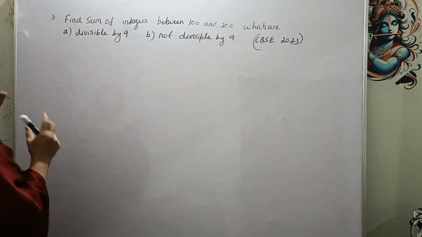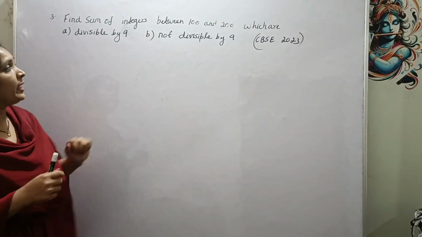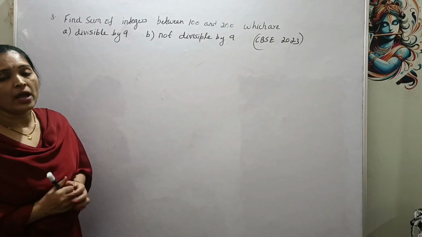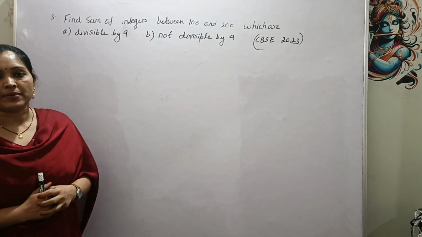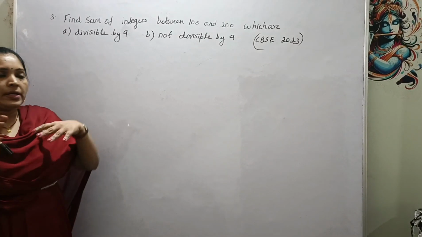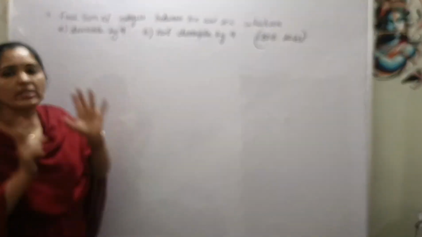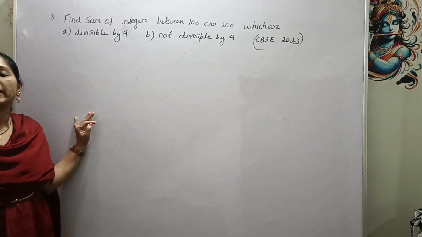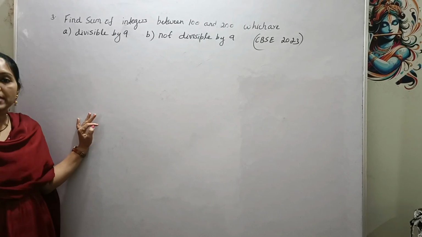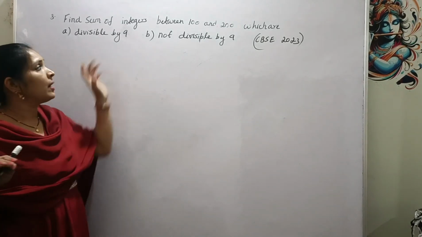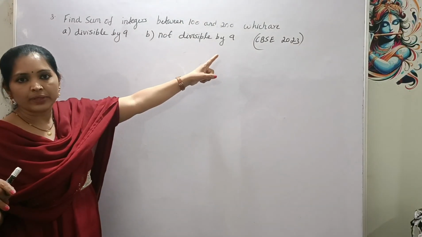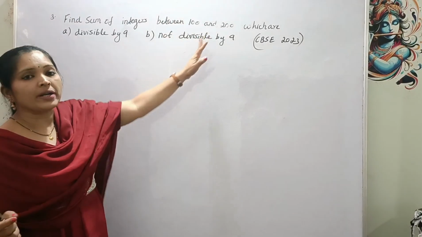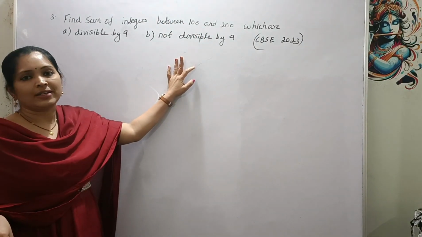See, we are going to find the answer for B, that is, the sum of integers between 100 and 200 which are not divisible by 9. See how to find it? It is equal to the sum of all integers between 100 and 200 minus the sum of the integers between 100 and 200 which are divisible by 9, right?